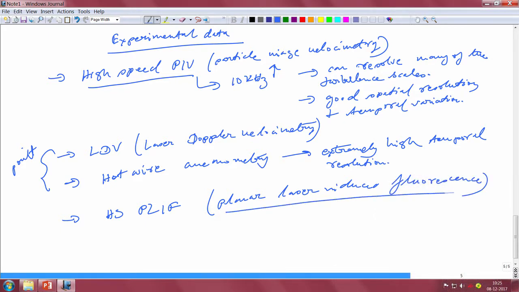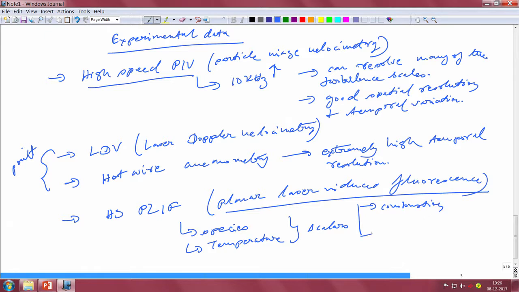So, this can also go up to high speed these days, which can be used for species and in some cases temperature too. So, scalars basically. So, that also makes the job very important for heat transfer as well as for combustion and these applications, applicability in combustion and in heat transfer, mass transfer too.